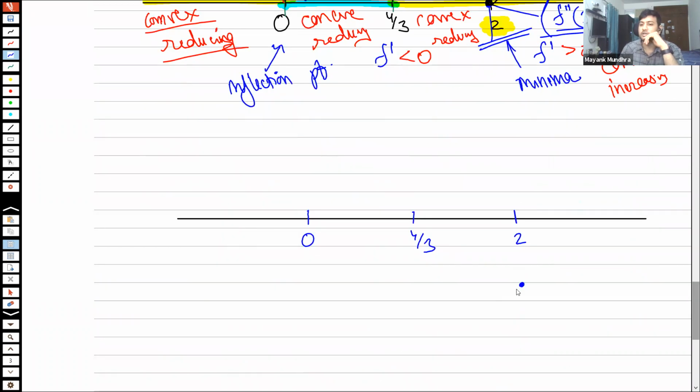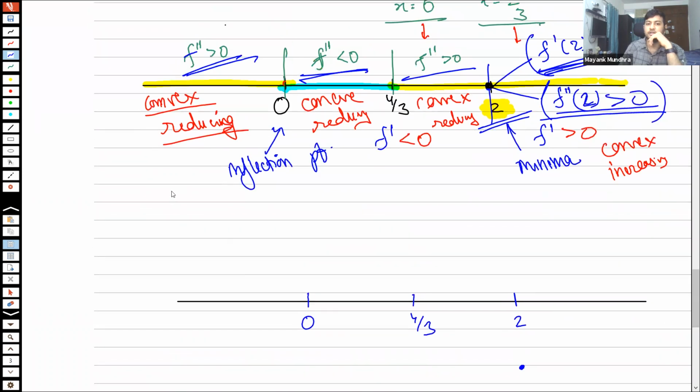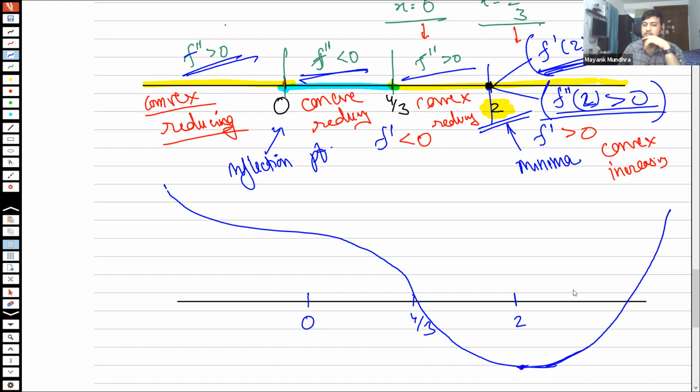So it's going to be here, and otherwise it's reducing. It's coming from infinity. First, it's going to be convex till 0, then concave, then again convex, reaches a minima at 2, and then again starts rising like this. So this is the shape of the curve.